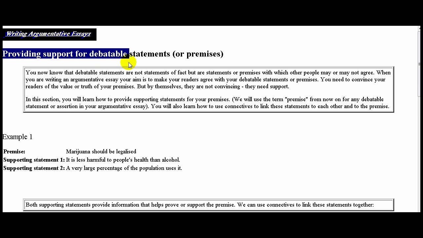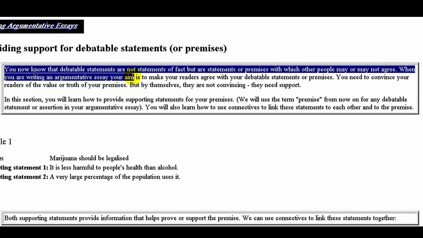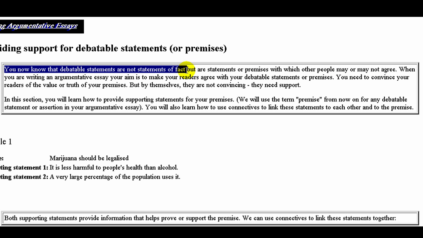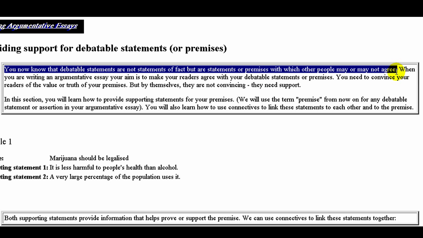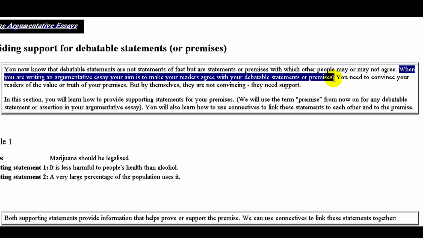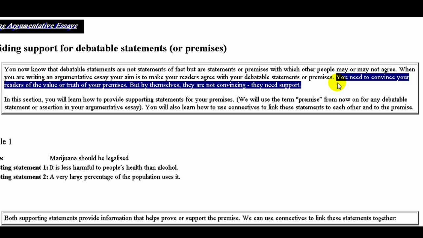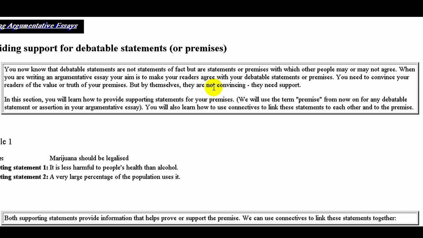Alright, here we go. Providing support for debatable statements, or as we sometimes call them, premises. Let's read this together. Alright, you know that debatable statements are not statements of fact, but are statements or premises with which other people may agree or not agree. So, when you're writing your argumentative essays, your aim is to make your readers agree with your debatable statements or premises. Okay, you need to convince your readers of the value or truth of your premises, because by themselves they are not convincing. They are just statements. Well, yes, they are opinions.